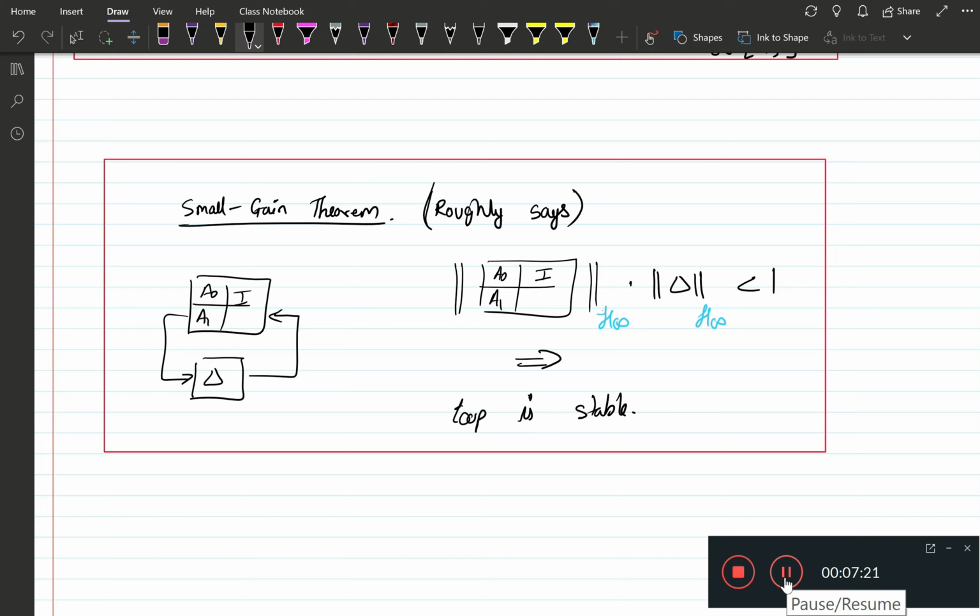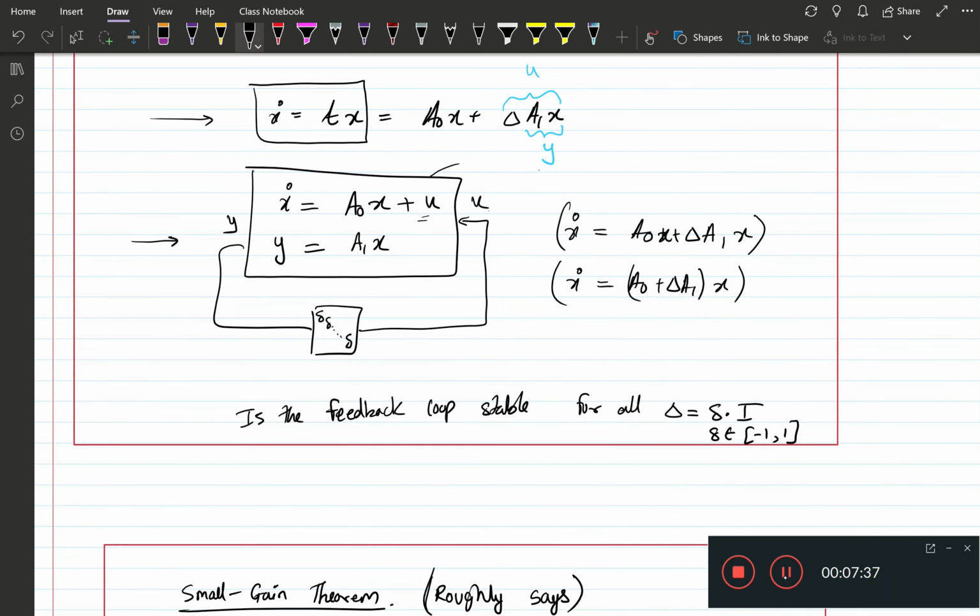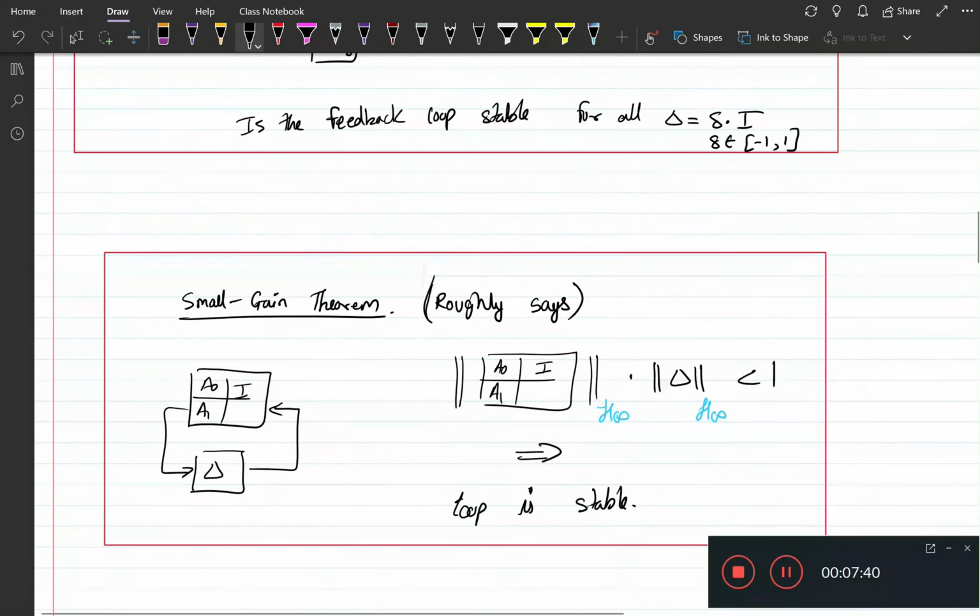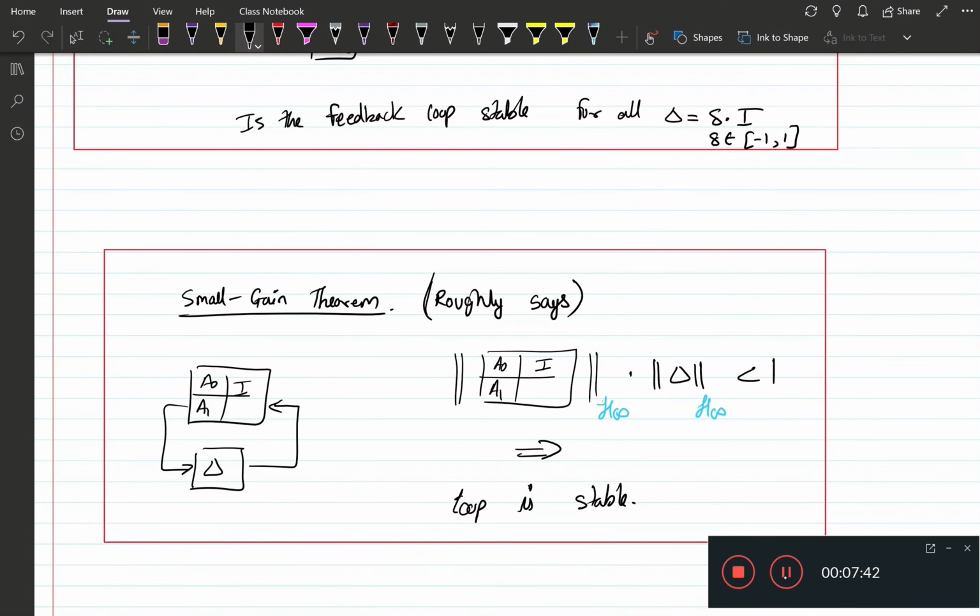So what does the small gain theorem say? The small gain theorem says that if we have a feedback loop with a block represented by A0, I, and A1, which is this block here, and a block delta, then the feedback loop is stable if the product of the norms of this block and this block is less than 1. This is what the small gain theorem roughly says.